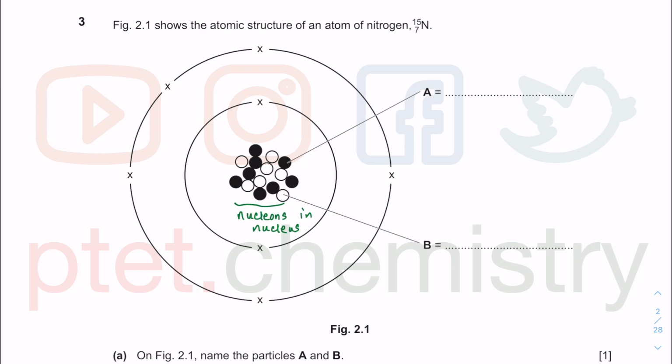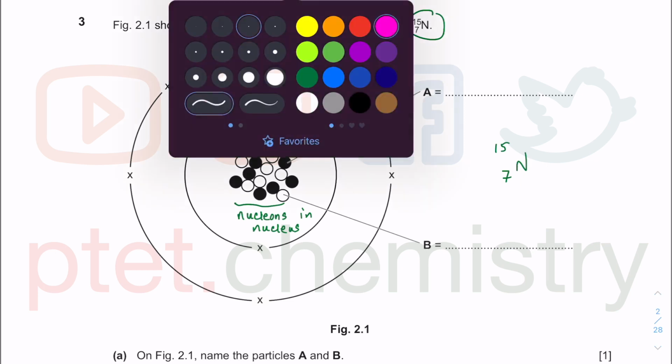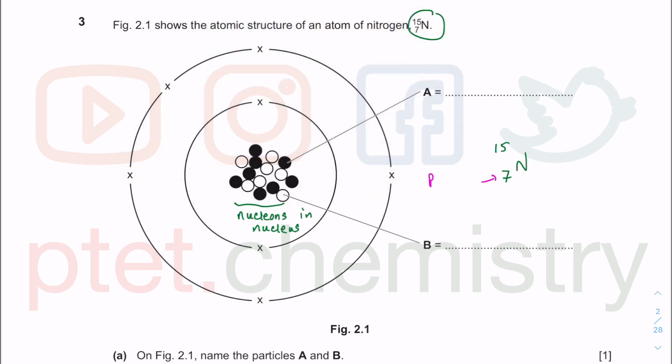If we look back at this 15(7) nitrogen, which is given in the question, this is the nuclide notation, the international standard. The number at the bottom is called the proton or atomic number. It tells you the number of protons in the nucleus. So there are 7 protons.